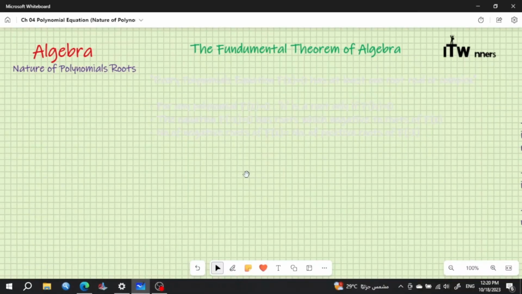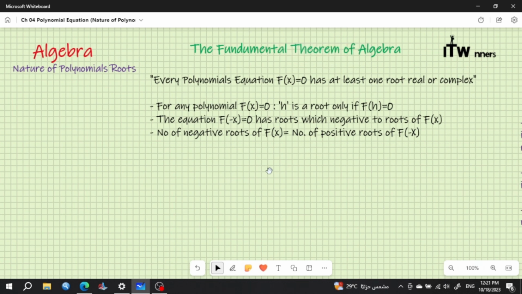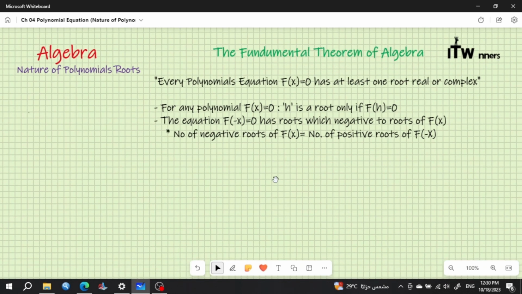Hello everyone, it's lecture 7 by iTuner's Academy: Nature of Polynomial Roots. Let's start with the fundamental theorem of algebra, which states that every polynomial equation f(x) = 0 has at least one real or complex root. And here is the statement of the fundamental theorem of algebra. Here are some sub-statements of the theorem of algebra.